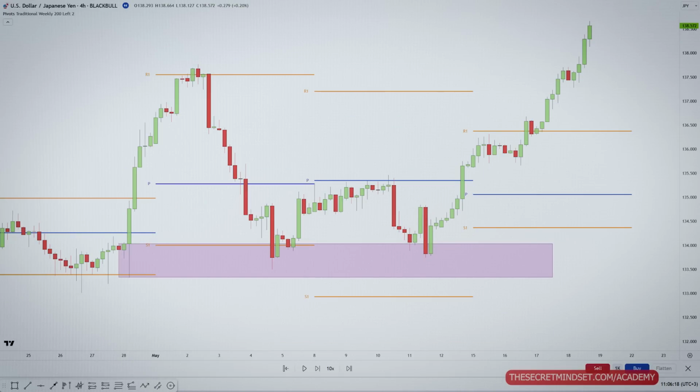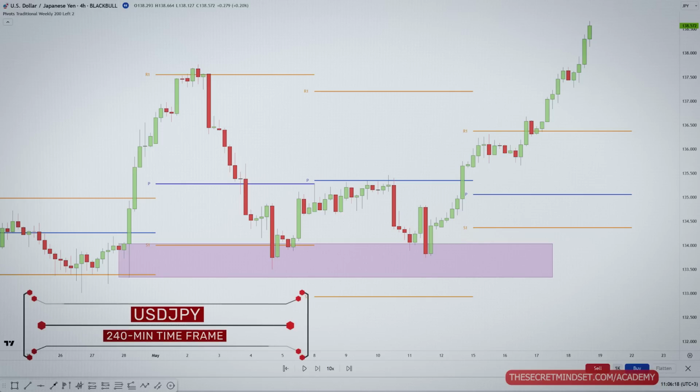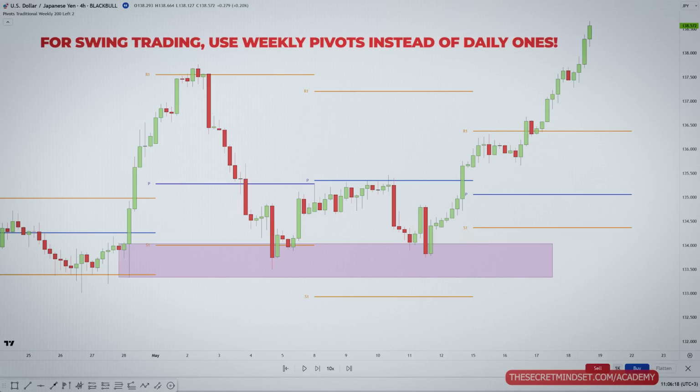If you prefer swing trading, that's not a problem. This is USD JPY on the 4-hour time frame. The only difference is that instead of using daily pivots, we'll change it to weekly pivots. And you might want to reduce your lot size because the stops will be bigger.